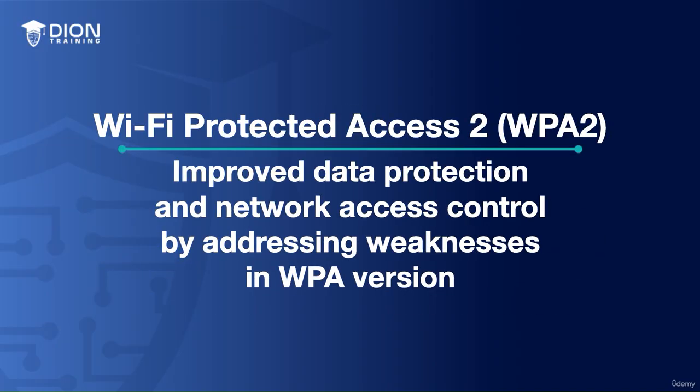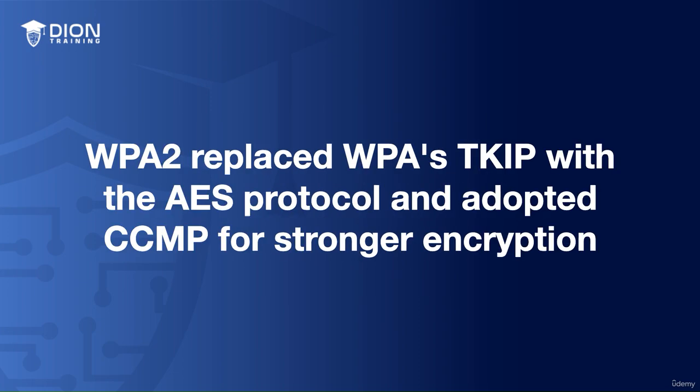So when the 802.11i standard was introduced in 2004, a replacement for WPA called WPA2, or Wi-Fi Protected Access 2, was released. WPA2 brought a new level of data protection and network access control to wireless networks by rectifying many of the weaknesses observed in the older and more vulnerable WPA implementation. While WPA2 replaced WPA's TKIP with the Advanced Encryption Standard, or AES protocol, it also began utilizing CCMP as a more robust encryption mechanism.